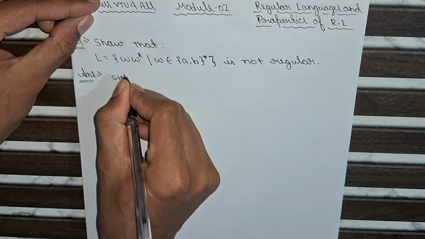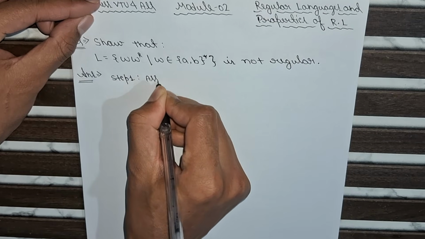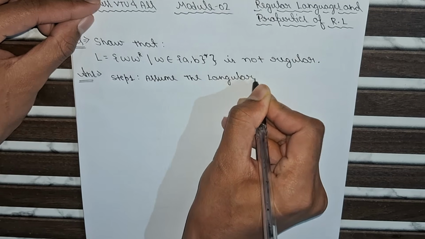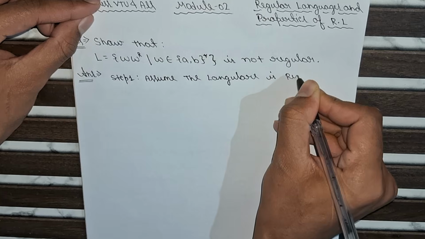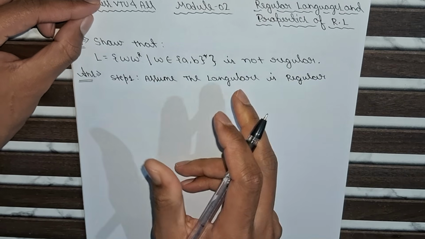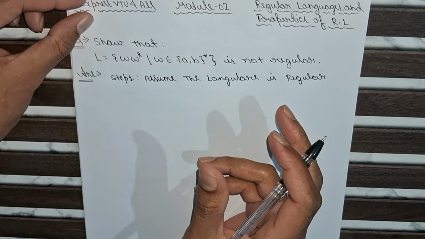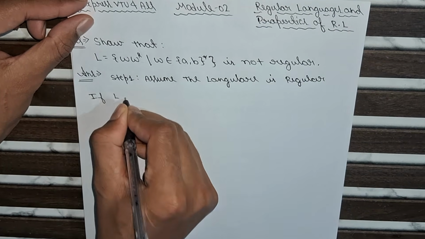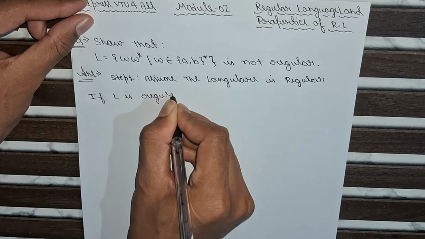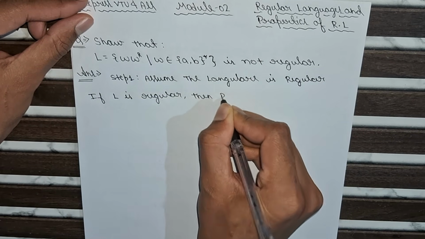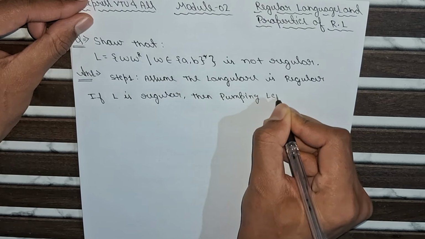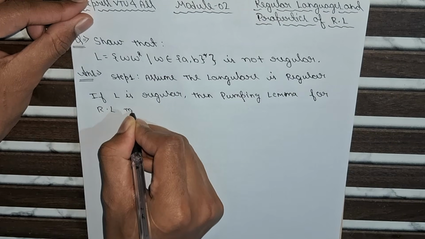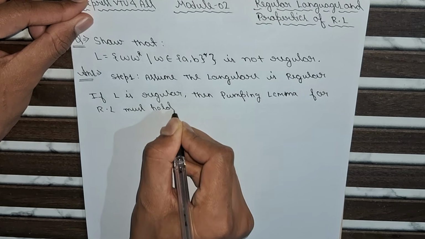Step 1 is to assume the language which is given in the question is regular. To prove that a language is not regular, we use proof by contradiction. So we write, if L is regular, then the pumping lemma for regular languages must hold, the properties of the pumping lemma.